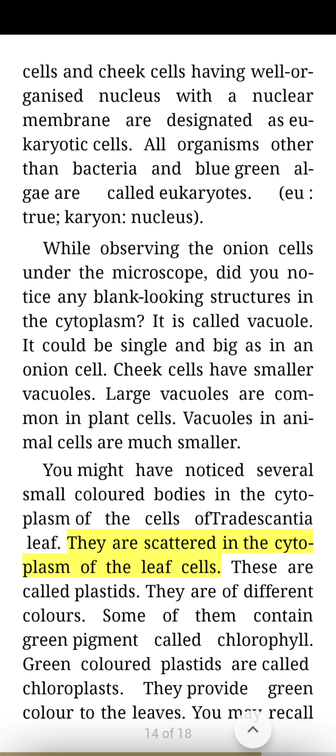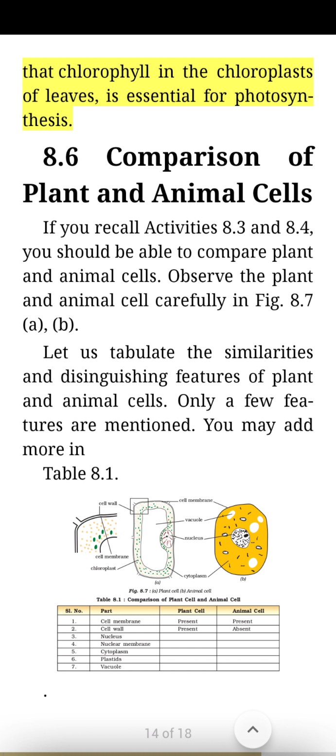They are scattered in the cytoplasm of the leaf cells. These are called plastids. They are of different colors. Some of them contain green pigment called chlorophyll. Green colored plastids are called chloroplasts. They provide green color to the leaves. You may recall that chlorophyll in the chloroplasts of leaves is essential for photosynthesis.